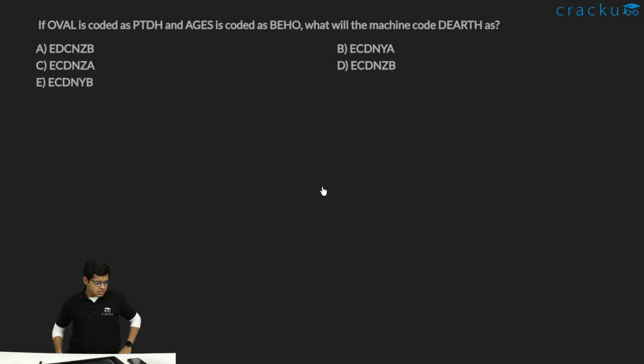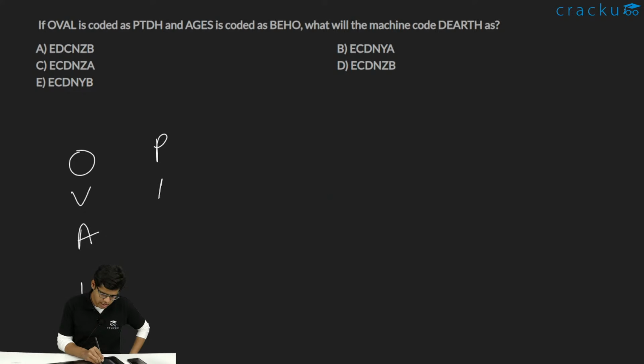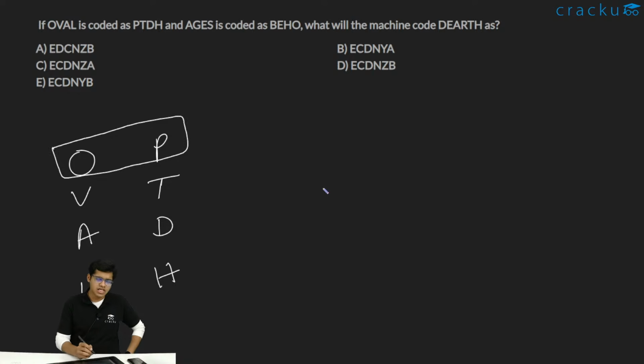Okay, E is the answer, Diwakar is telling. Okay, let's see. Let's understand the logic first, guys. OVAL is coded as PTDH. If you see M, N, O, P, so O and P come in sequence.